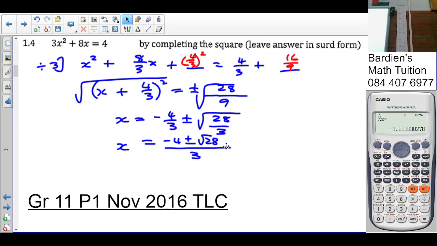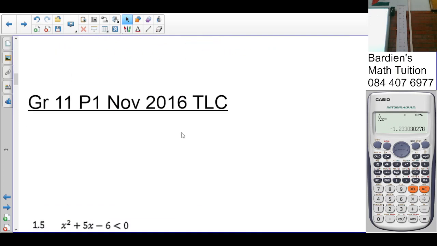Please know how to do this completing of the square, especially when the question comes about maxima and minima and stuff like that. You need to know how to complete the square. That question was asked in the grade 12 paper as well, where people needed to complete the square or use derivatives. No, sorry, paper 1, paper 1.